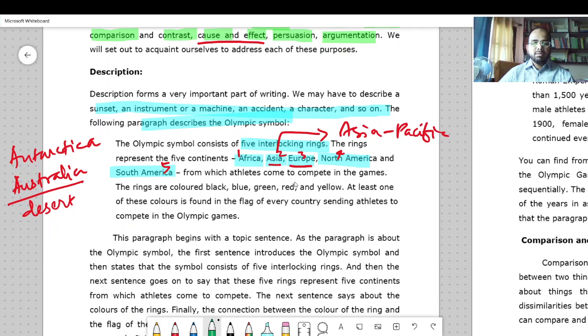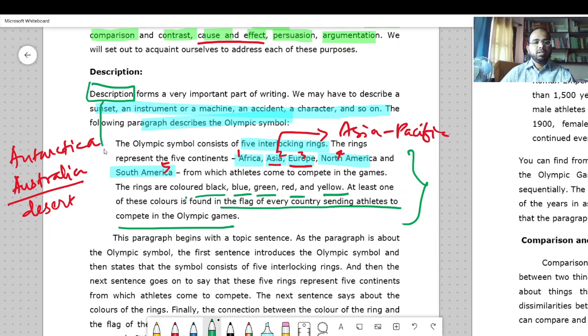Athletes come to compete in the games. The rings are colored black, blue, green, red, and yellow. At least one of these colors is found in the flag of every country sending athletes to compete in the Olympic Games. So this is the beginning, and it's a description that is being given here.